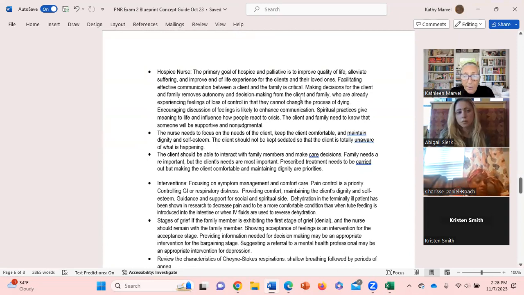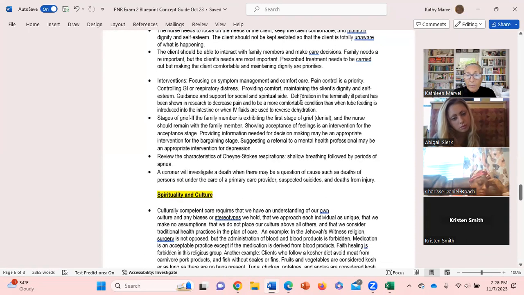Okay, focus on the needs of the client, keep the client comfortable, maintain dignity and self-esteem, not sedated. We talked about that. The client should be able to interact with family members and make care decisions. We just talked about that. Focusing on symptom management and comfort care, right?